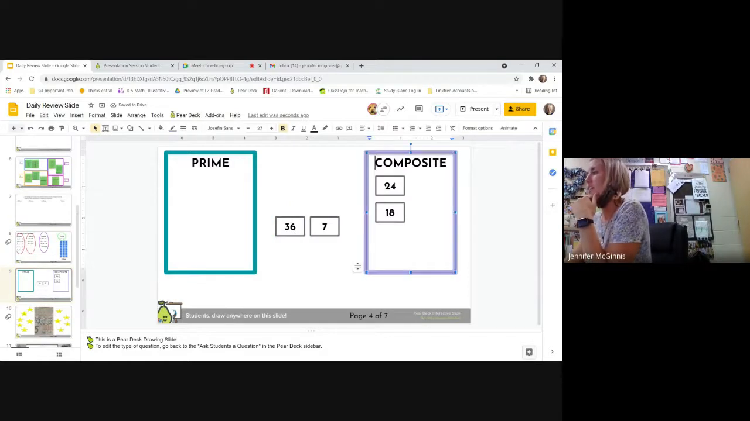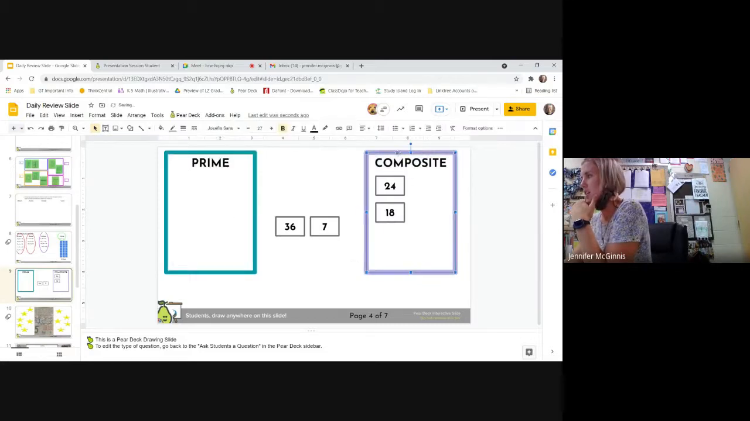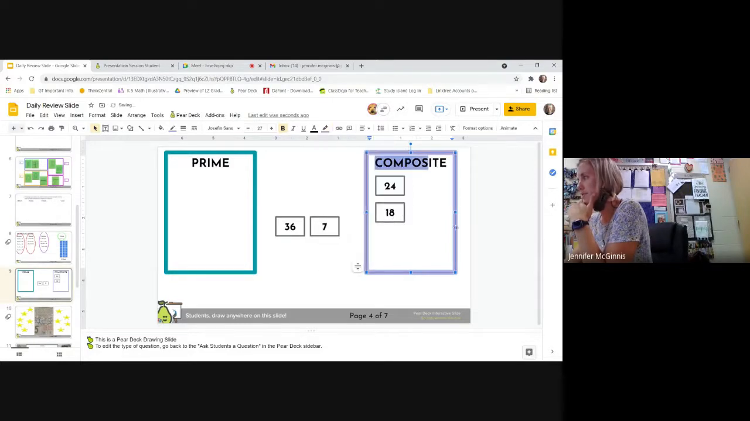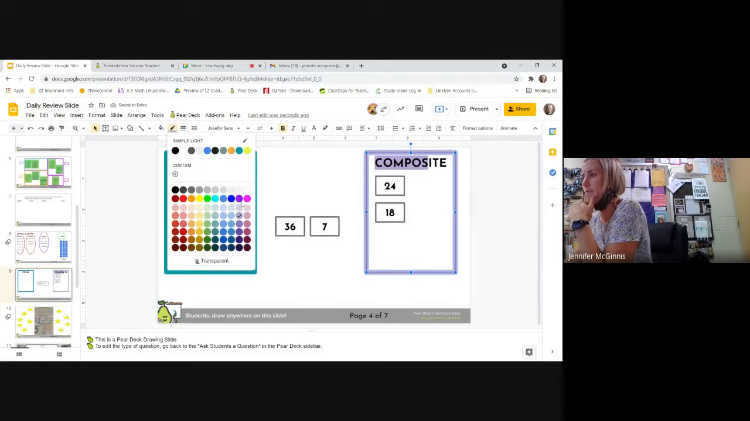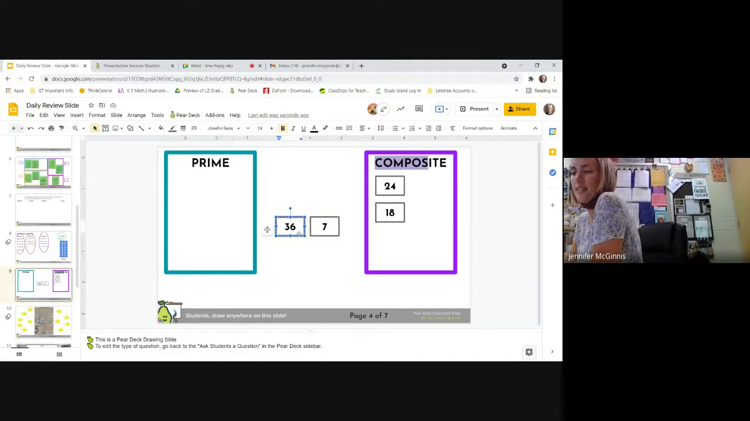All right, let's go back over here. Look here and see how this word composite sort of kind of has the word compose in it? You can compose a bunch of different boxes out of these numbers. 36, prime or composite? Composite. Yep. What about 7? Prime.